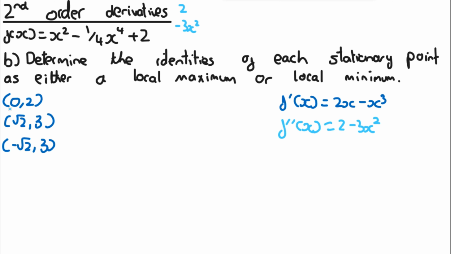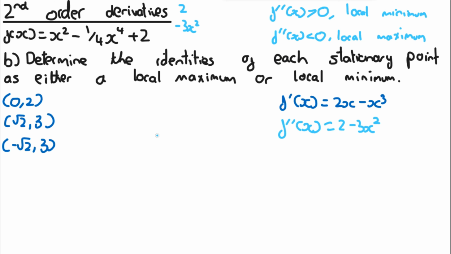And then what we do is we sub in each of these x coordinates, and then remember how it works. If f dash dash of x is bigger than 0, then it's a local minimum. And if f dash dash of x is less than 0, then it's a local maximum. So f dash dash of 0 is going to be equal to 2 minus 3 times 0 squared, which is going to be equal to 2, which is bigger than 0. So therefore, as it's bigger than 0, it's going to be a local minimum.